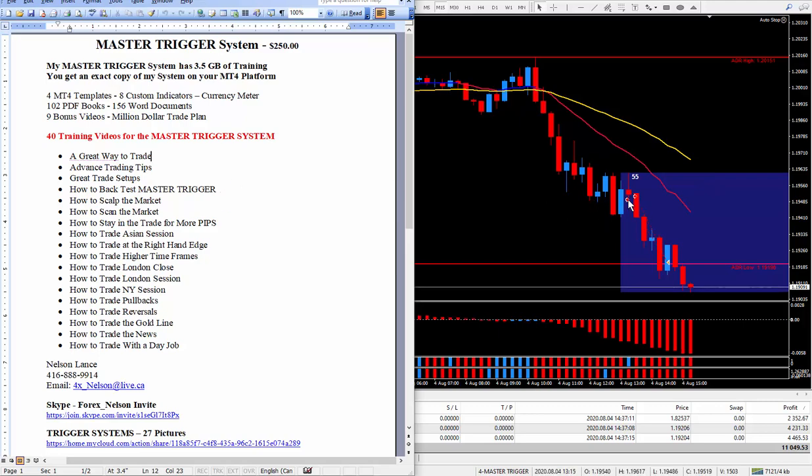So that in real time, I see it, I take the trade, which is what you gotta learn how to do. Let's see, I teach how to scalp the market, how to scan the market. I've already said how to stay in the trade for more pips. I teach how to trade all 3 sessions here, including this London close. As I mentioned, I teach how to trade the right hand edge. Nobody has ever done that.